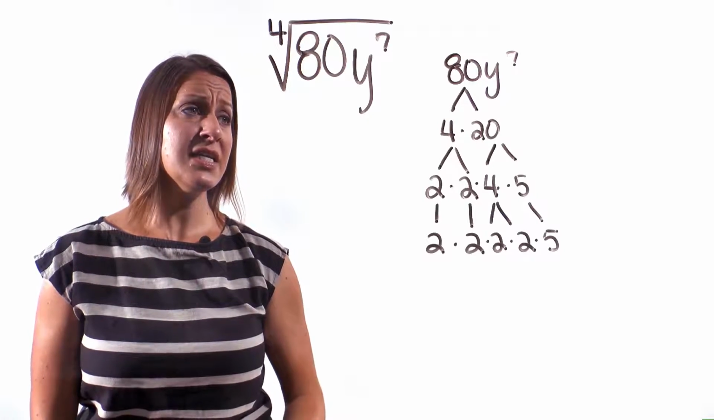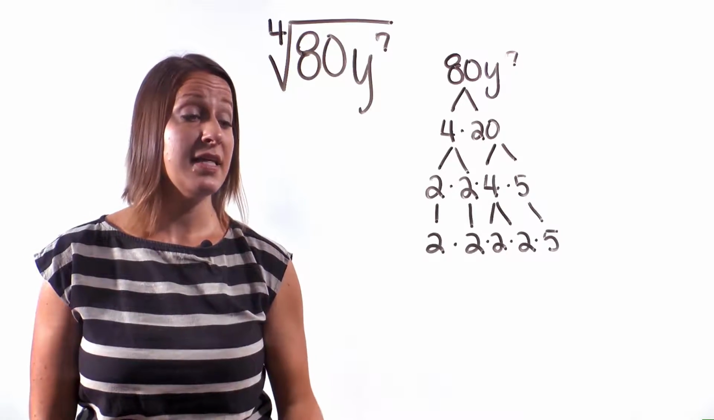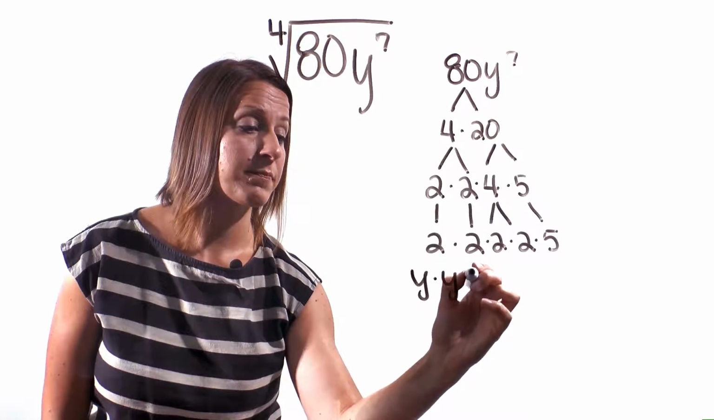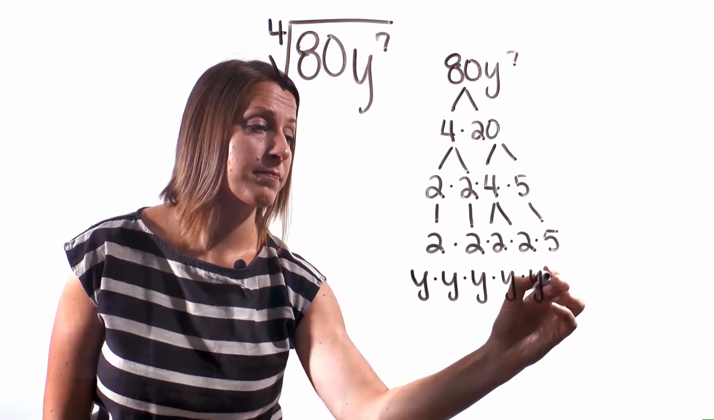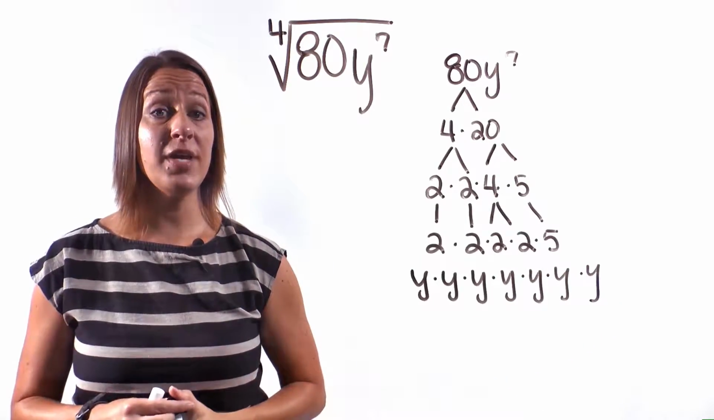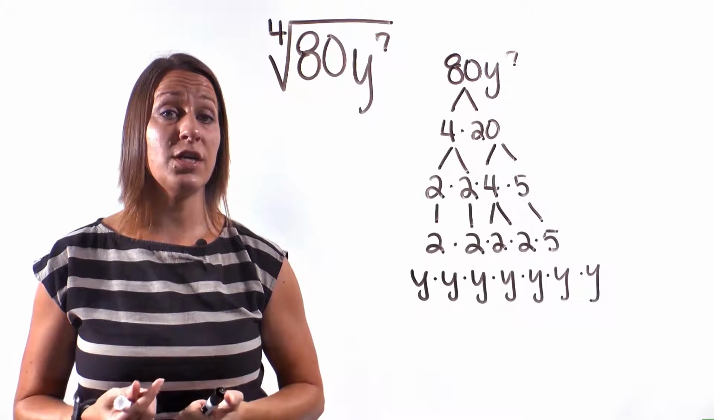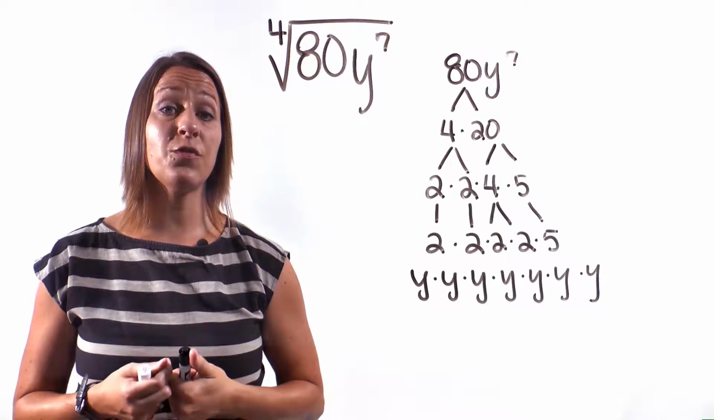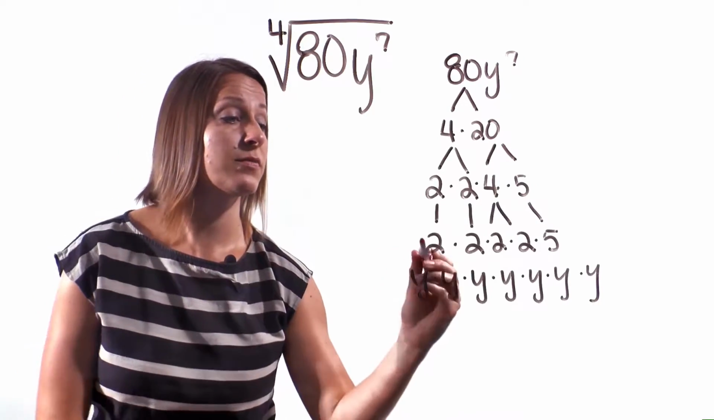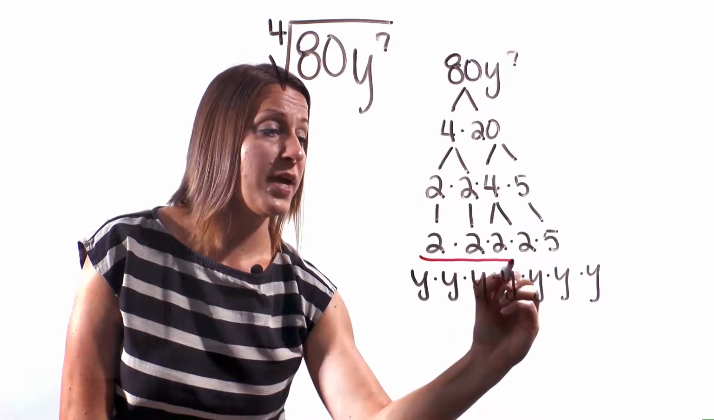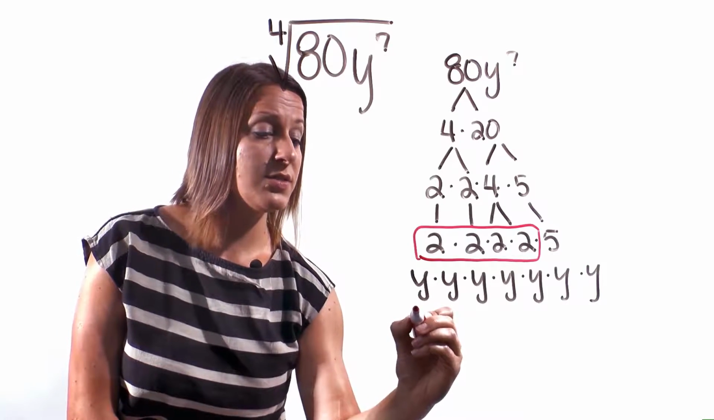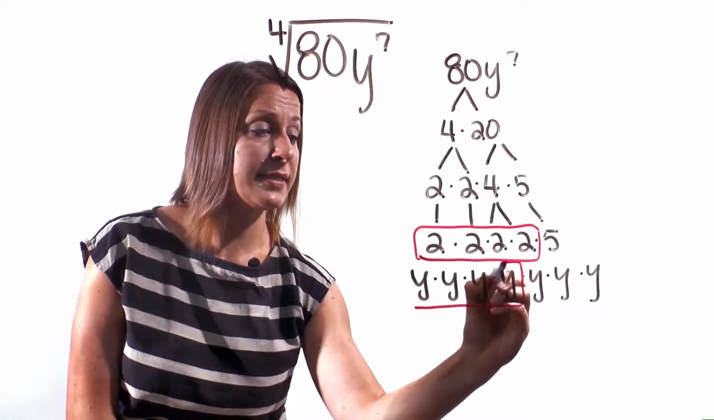Next, we have y to the seventh. That means that there's 7 y's multiplied together. Now that we have all the factors together, we can start looking for our groups. Because this is a 4th root, we'll be looking for groups of 4, or quadruplets. Right here we have 4 2's, and we have a set of 4 y's.